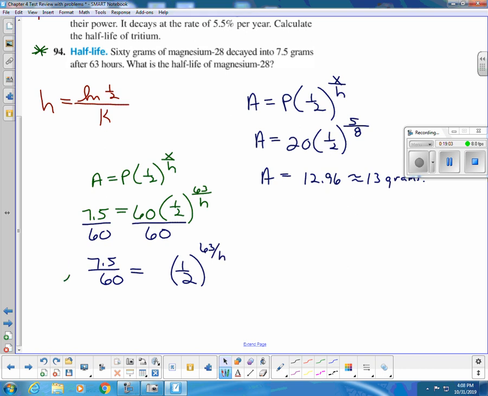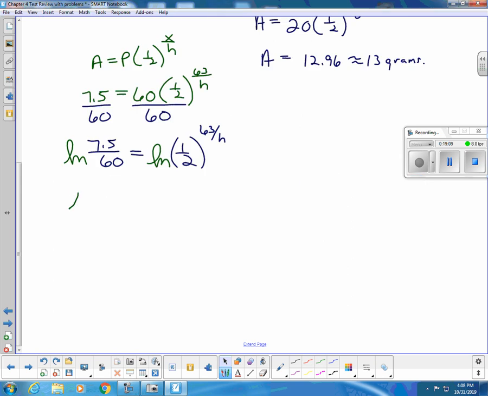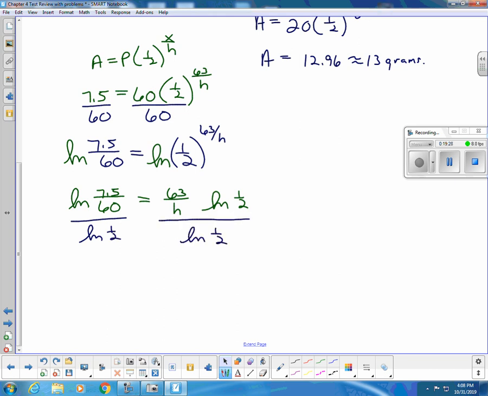Now I'm going to take the natural log of both sides. You could also take the common log. Doesn't really matter. The only time you have to do natural log is if there's an E. So we're going to drop our exponent down. We're working to get H. So we're going to divide by the natural log of 1/2. So we get the natural log of 7.5 divided by 60, divided by the natural log of 1/2. Gives me 3. Well, that's nice.